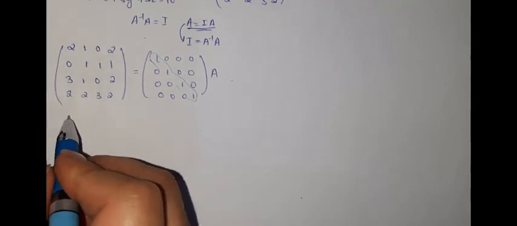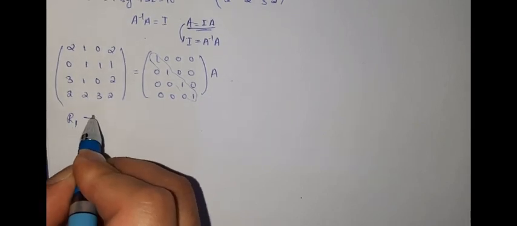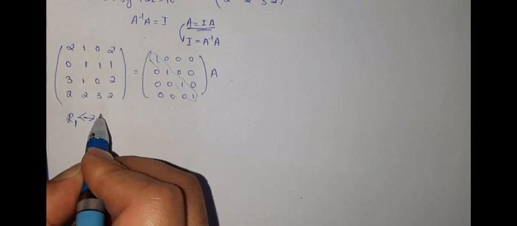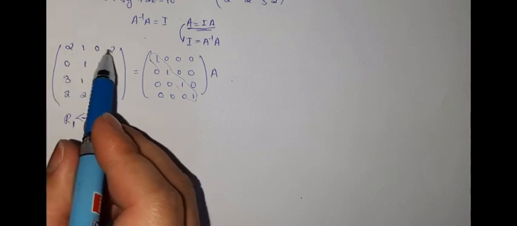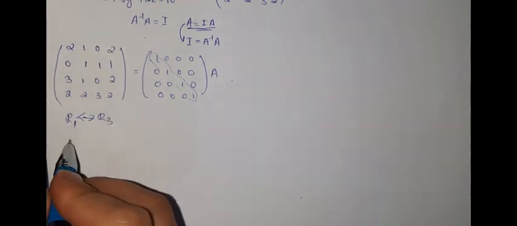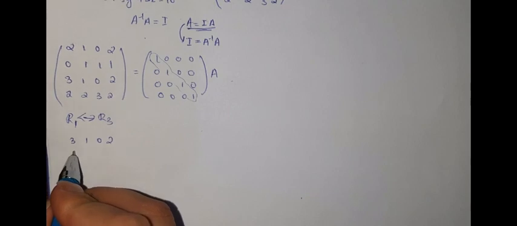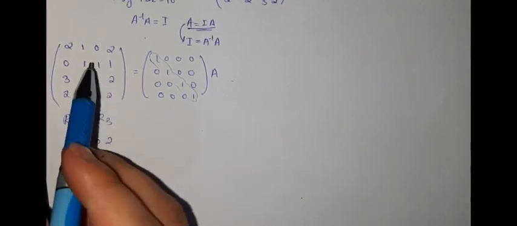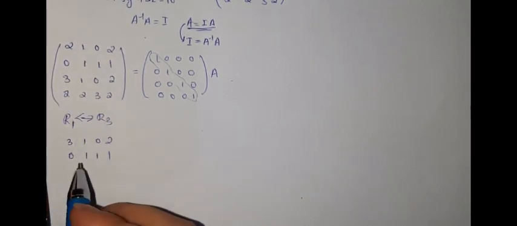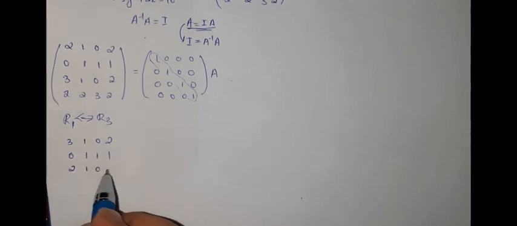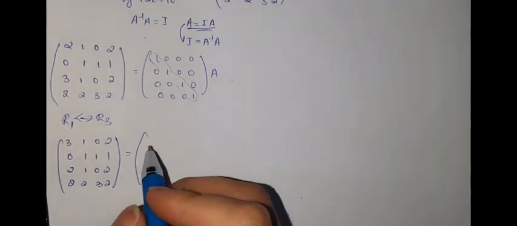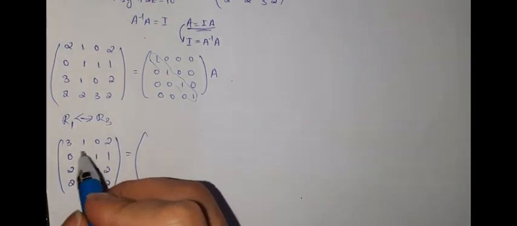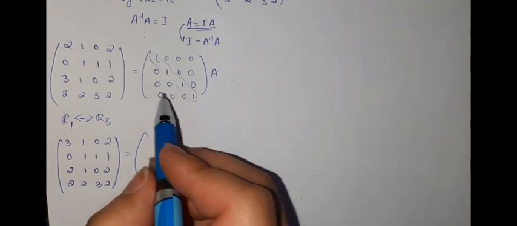Let's change r1 and do the swap with r3, that means take row 3 to row 1. Let's write it down: 3 1 0 2. The others will remain the same. Again this row will go here, I'm interchanging, it's kind of a swap: 2 1 0 2. So r4 will remain the same. Whichever operations you are applying on the left hand side, you have to apply on the right hand side. So r3 will go there.